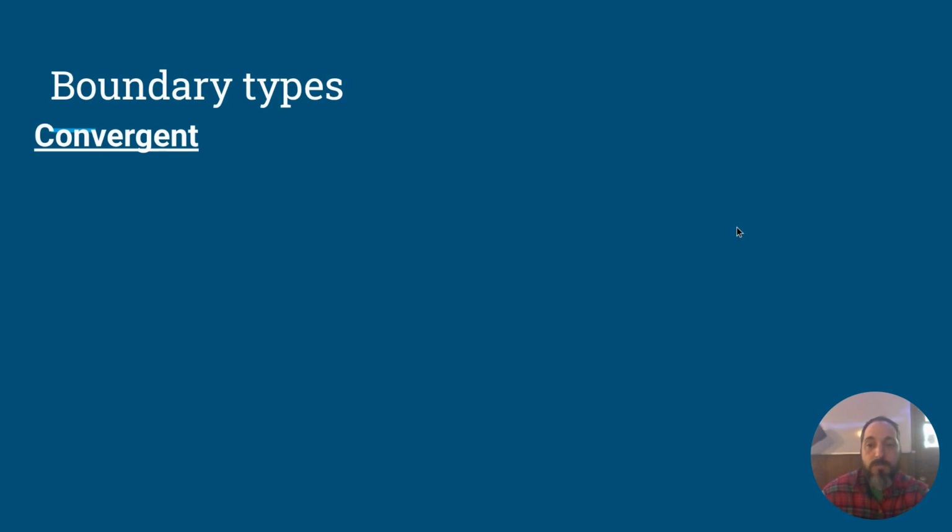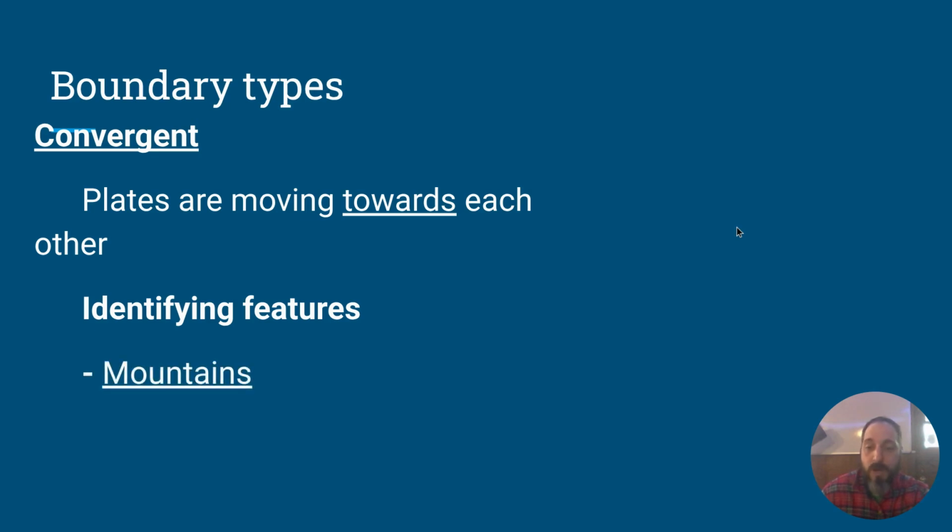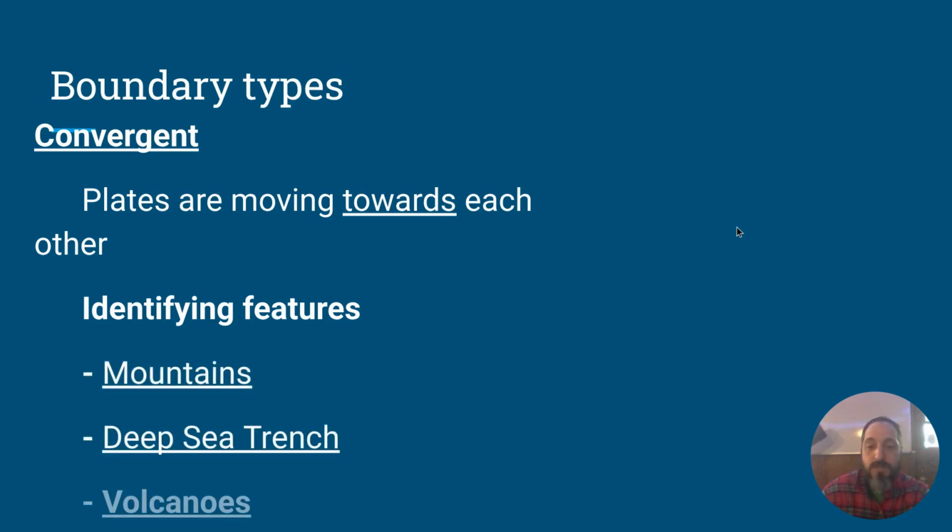First, we have convergent boundaries. So these are when plates are moving towards each other. So some of their identifying features: we're going to see mountains, deep sea trenches, volcanoes. Those are some things we can find at convergent boundaries.